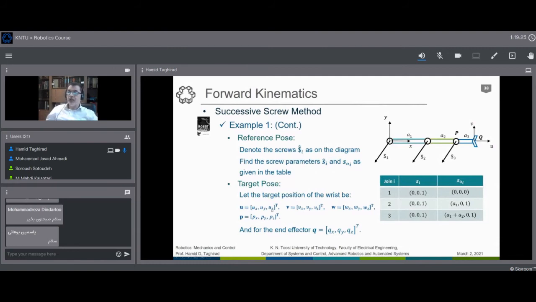This could be the position for P, and for Q we have the same thing. Instead of Px, Py, Pz, we have Qx, Qy, Qz. Now, if we go toward the final position, now that we have the reference position and target position found in 2 minutes, very simple, no hassle to find the Denavit-Hartenberg parameters here.